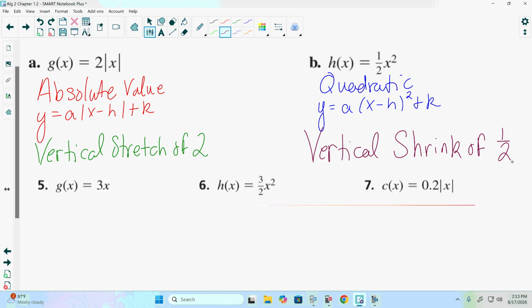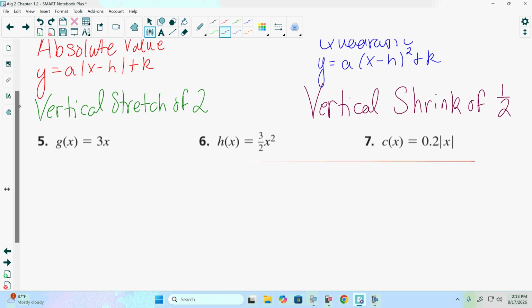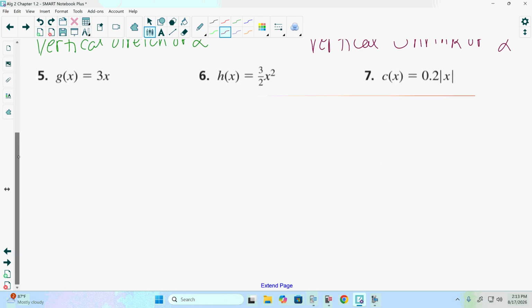Questions on these here? So for a vertical shrink of 1/2, we know based off what the parent was, it should be wider than the original one. The y values are increasing half as fast as the parent, as the original function.